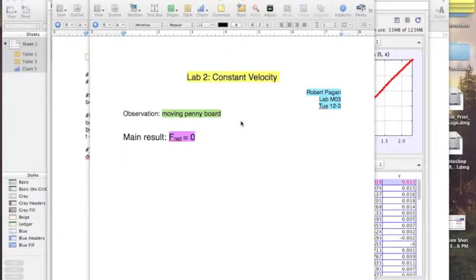For my observation, I took a video of a moving penny board and used Tracker to analyze it, and then modeled it with VPython. Our main result was that when we set fnet equal to 0, the model predicted observations and information in Tracker well.